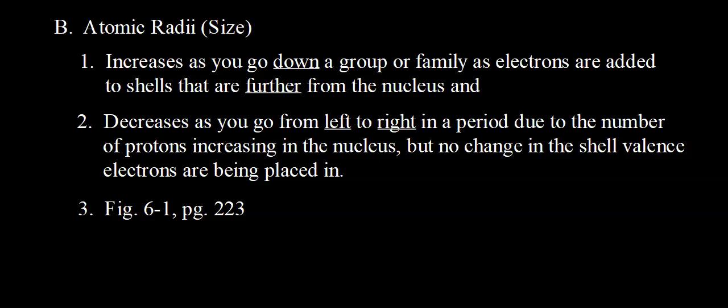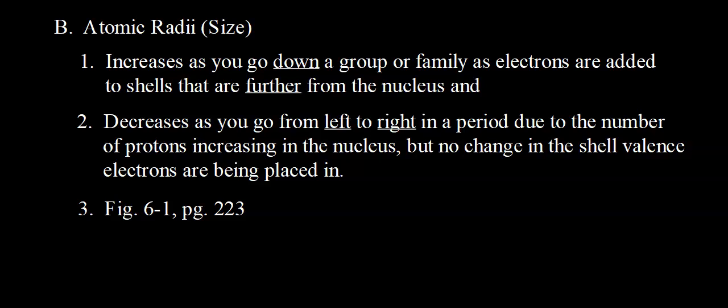As you go down within a group, atomic radius increases. So keep in mind that lithium, for example, has its valence electron in the 2nd energy level. Sodium has its valence electron in the 3rd energy level. Potassium has its valence electron in the 4th energy level. So these electrons, valence electrons, are found further and further from the nucleus as you go down within a group. Number 2, atomic radius decreases as you go from left to right across the period.